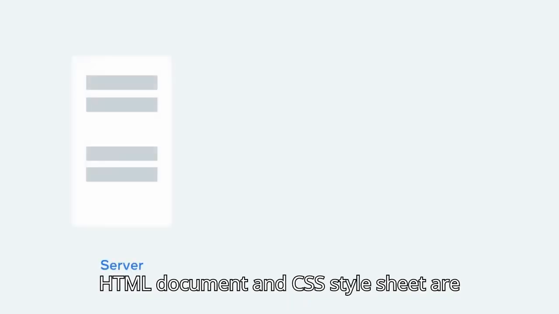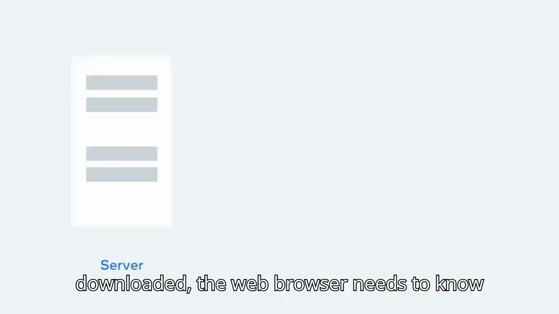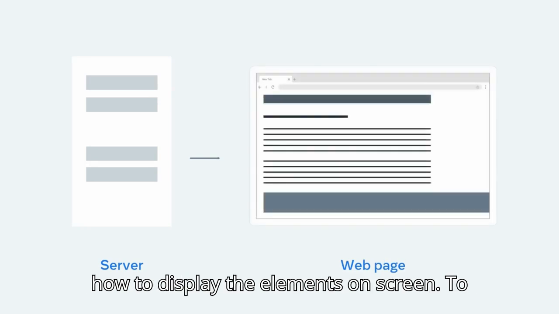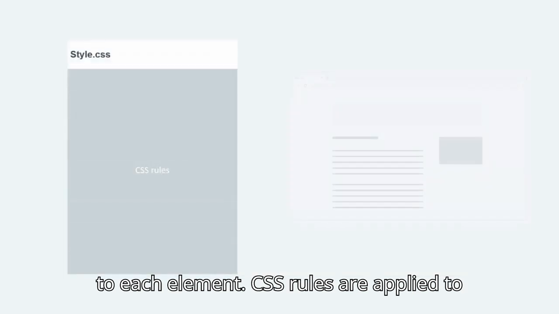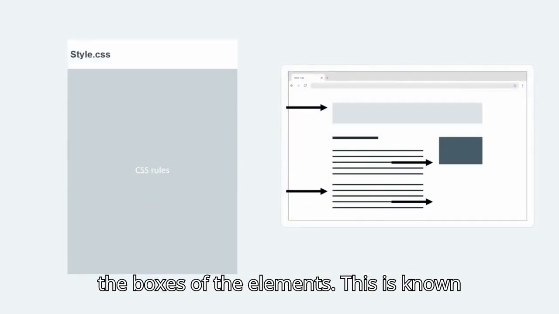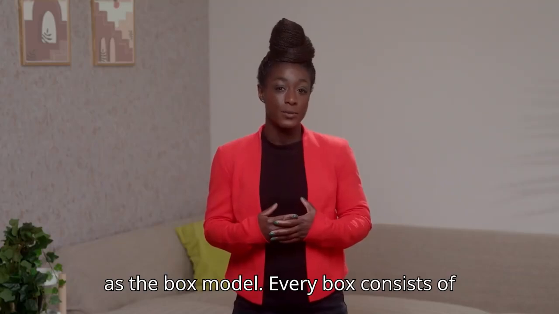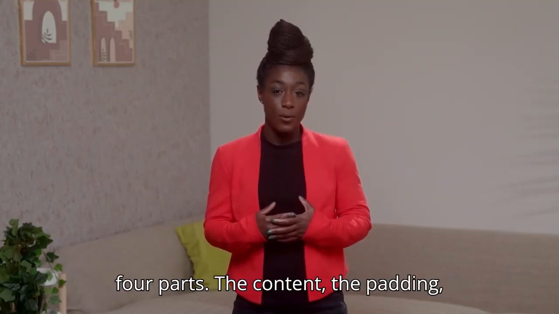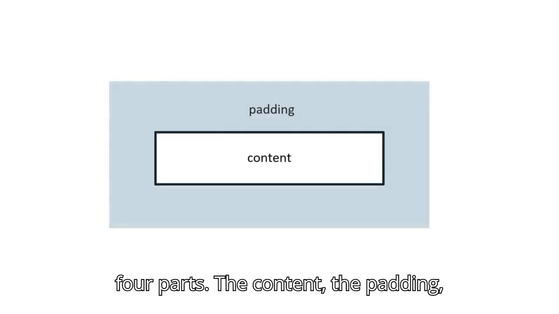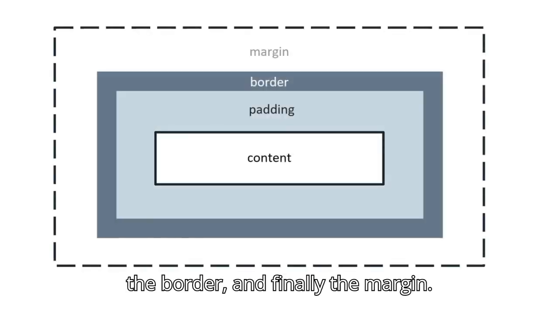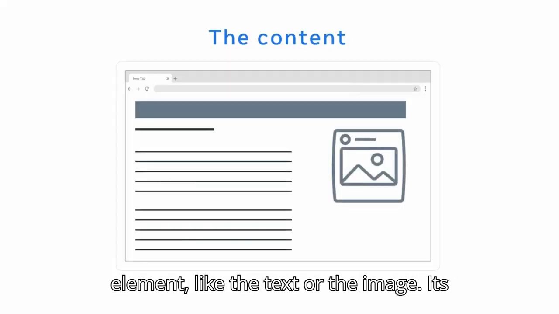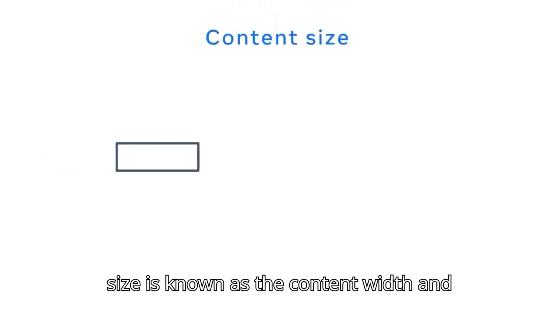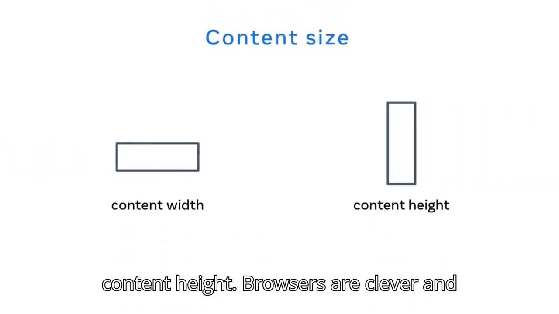When an HTML document and CSS style sheet are downloaded, the web browser needs to know how to display the elements on screen. To do this, it allocates a rectangle or box to each element. CSS rules are applied to the boxes of the elements. This is known as the box model. Every box consists of 4 parts: the content, the padding, the border, and finally, the margin. The content is the actual content of the element, like the text or the image. Its size is known as the content width and content height.